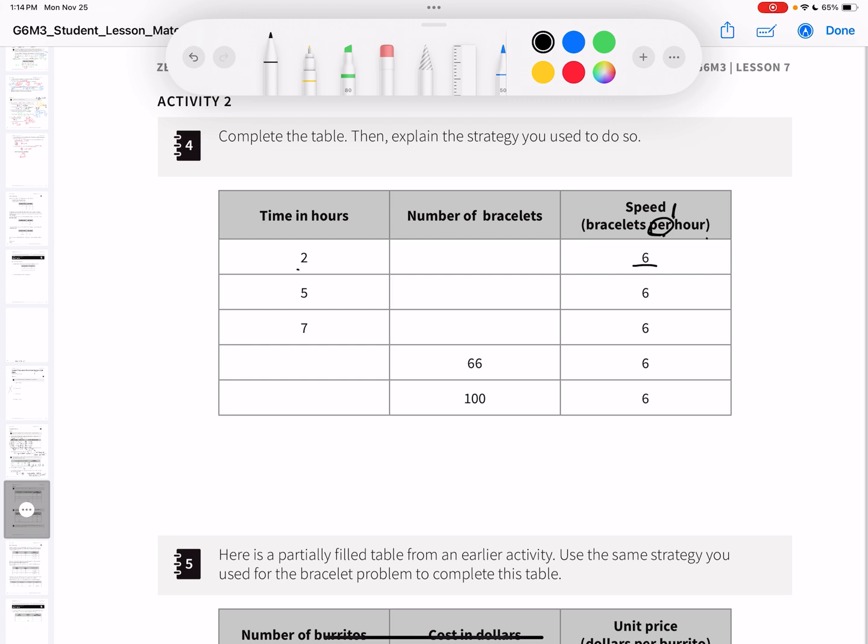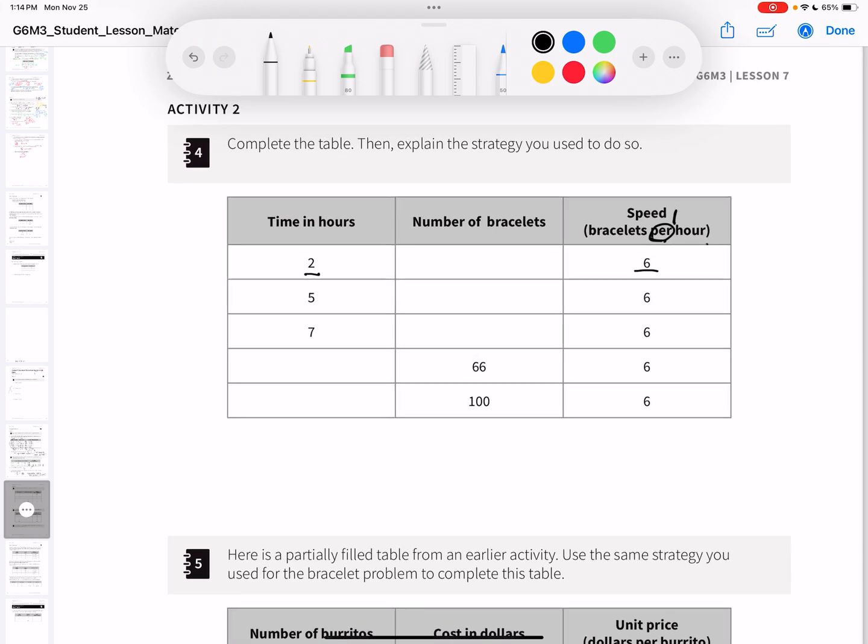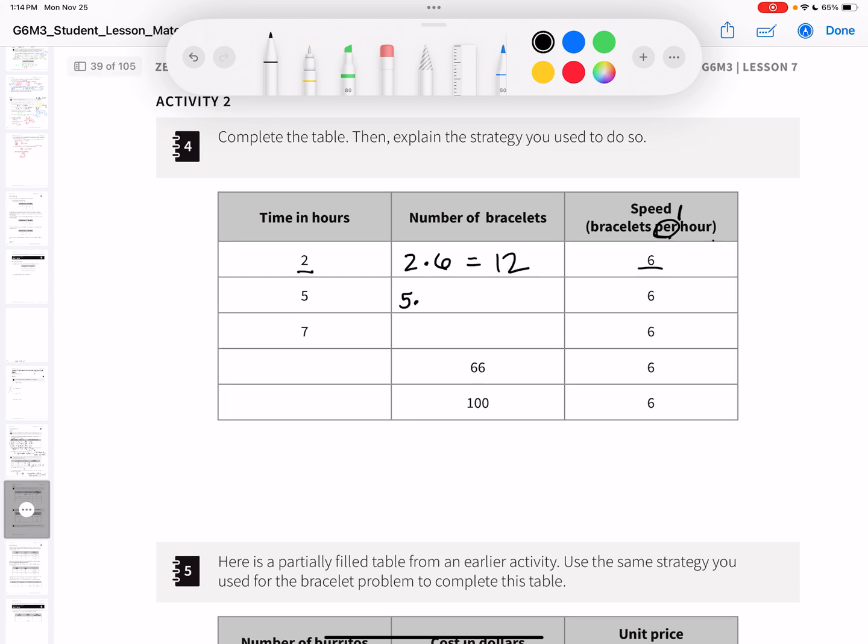Well, if she did 2 hours, what am I going to do to that 6 to get the number of bracelets? I'm going to do number of hours times how many bracelets she can make in 1 hour. So 6 times 2 would be 12. So in 2 hours, she can make 12 bracelets. In 5 hours, I would do 5 times our unit rate of 6, which would get me 30. She can make 30 bracelets. How about in 7 hours? That would be 7 times 6, which is 42. So she could make 42 bracelets in 7 hours.